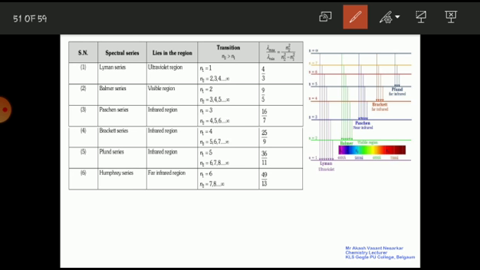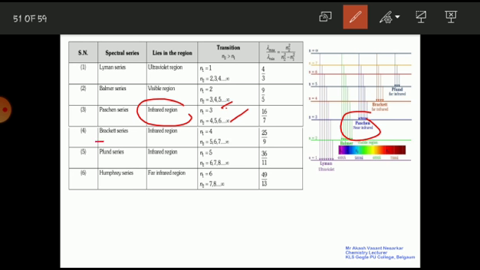Next one, the Paschen series. When an electron falls back from a higher energy level to the third energy level, it gives the Paschen series and it produces the infrared region. So here n1 is equal to 3 and n2 is equal to 4, 5, 6 and so on.